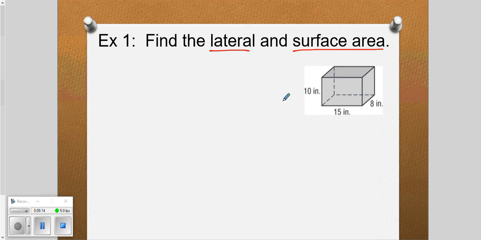So go ahead and draw this thing, and as you're drawing it, you're always going to want to think to yourself, what shape is it? So in this case, we definitely have a prism.